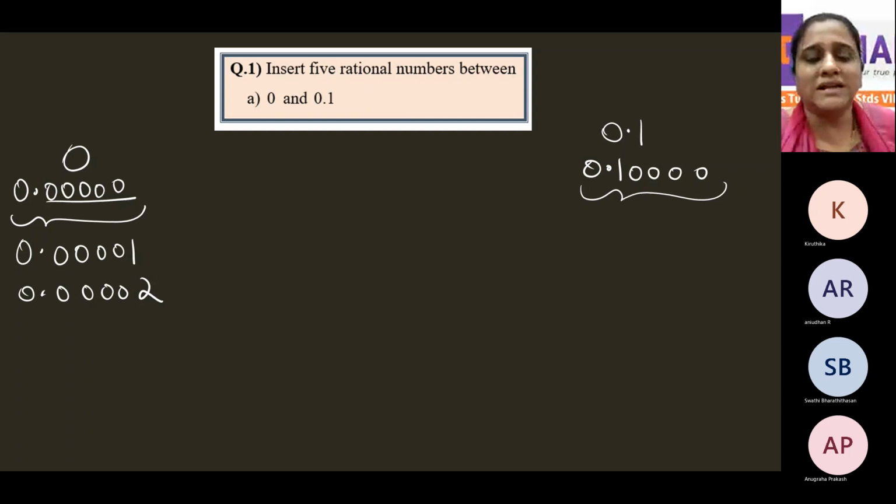Multiple questions can be framed. How many rational numbers are there between a rational number and an irrational number? Infinitely many. How many irrational numbers are there between a rational number and an irrational number? Infinitely many. If it is between rationals and irrationals, the answer is infinitely many.